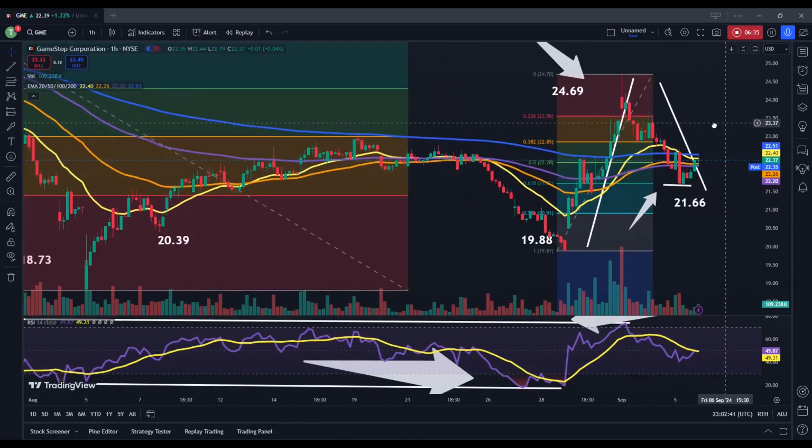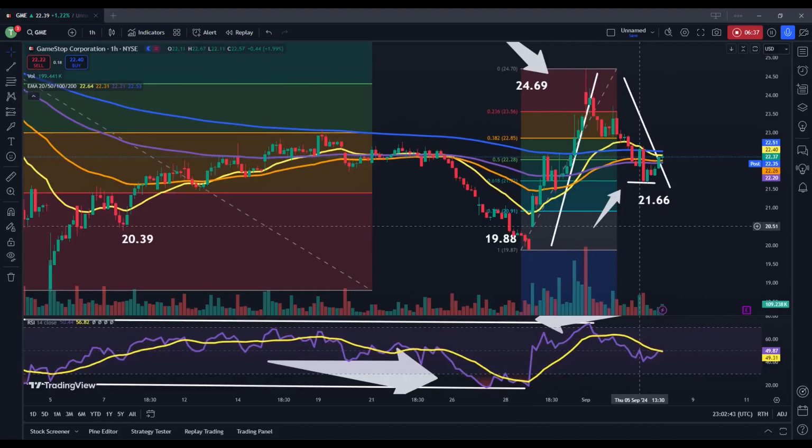But currently, you could make the argument that this is at least a positive bounce from the 61.8% retracement on these shorter term timeframes. So going forward, this is a very critical level to watch to the downside. The market, especially with this stock, likes to get caught up with psychological numbers, especially 20 and 25 and things like that. But in my opinion, right now, the main area of support comes in at 21.66.